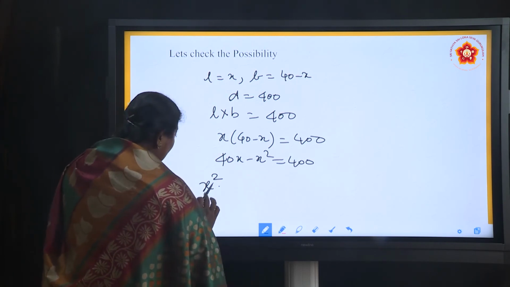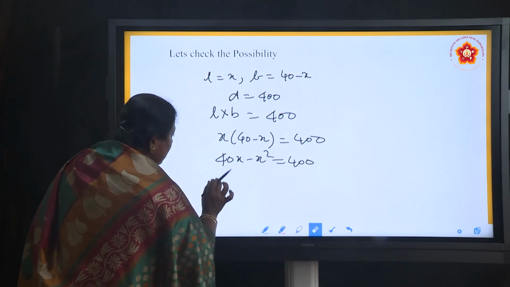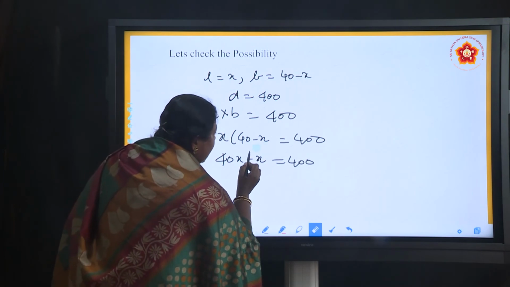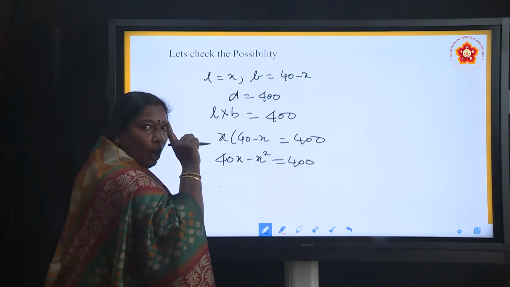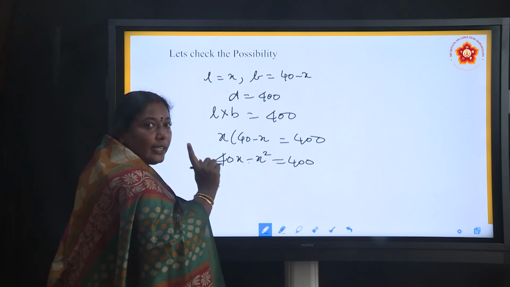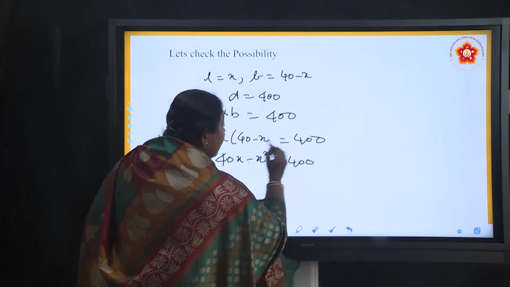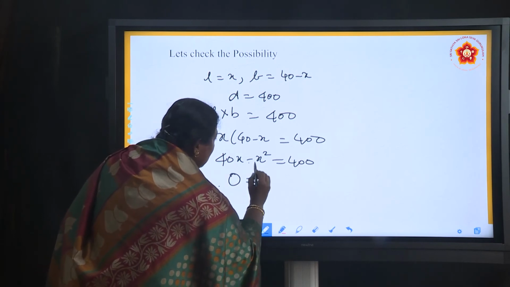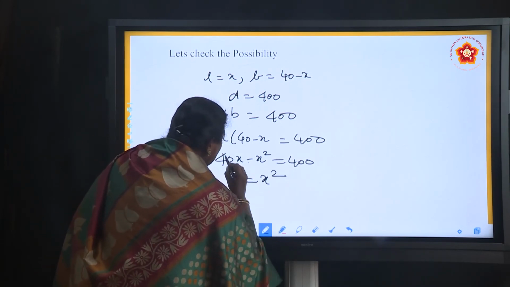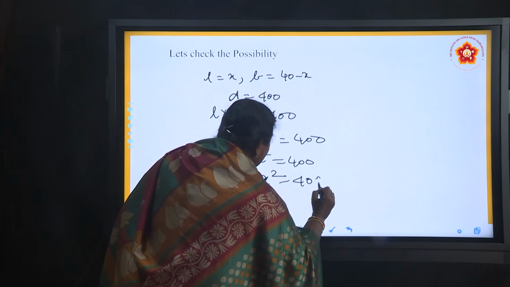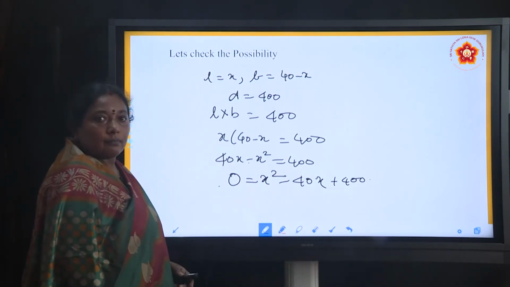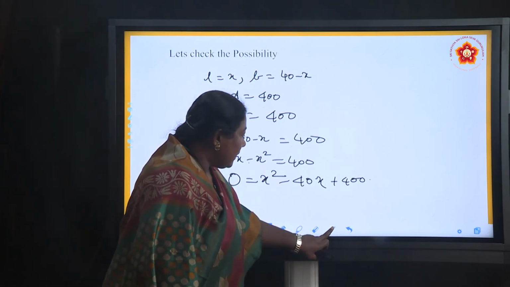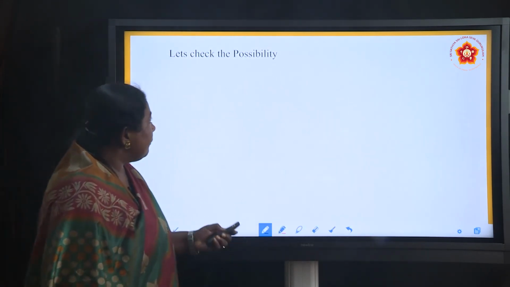One more part is there in this question. Here x square is negative, so I have to keep my x square positive. So I am bringing everything to that side. It becomes 0 is equal to x square minus 40x plus 400. Okay, so I have given the standard form.